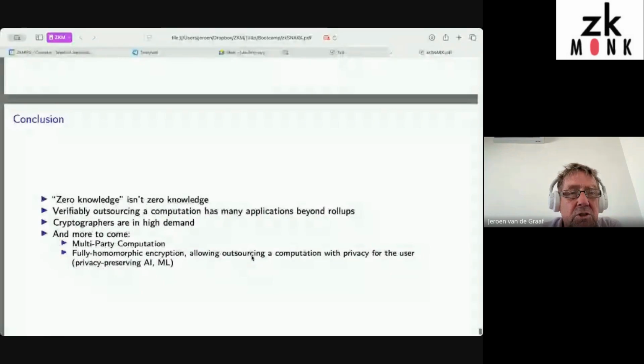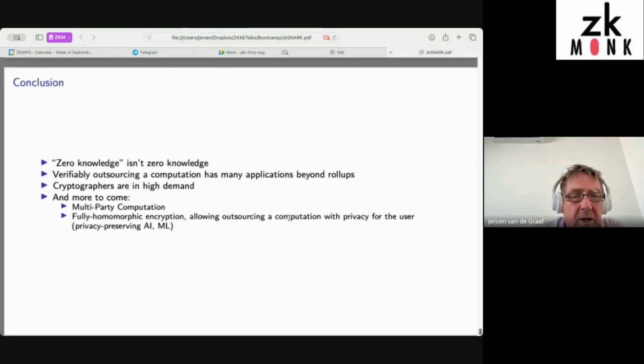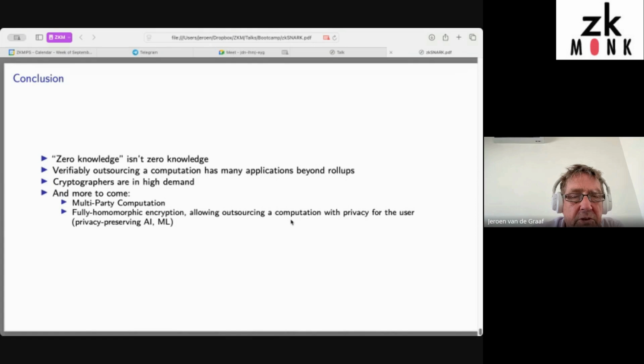So now I get to the conclusion of today. Again, what's called zero knowledge actually isn't zero knowledge. Verifiable outsourcing of computation has many applications beyond rollups, but the foremost application of all these zero knowledge protocols, the motivation at the moment, are the rollups. Cryptographers are in high demand, if you hadn't noticed that already. Multi-party computation and homomorphic encryption, I understand that other professors will take care of that.